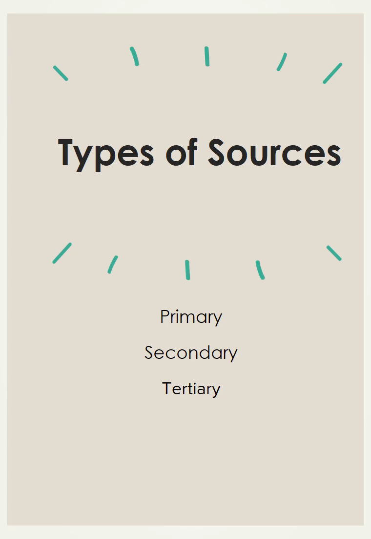Primary sources provide a first-hand account of an event and are considered to be authoritative. Secondary sources are the analysis, interpretation, and reviews of primary sources. Tertiary sources provide overviews of topics gathered from other sources by synthesizing information.